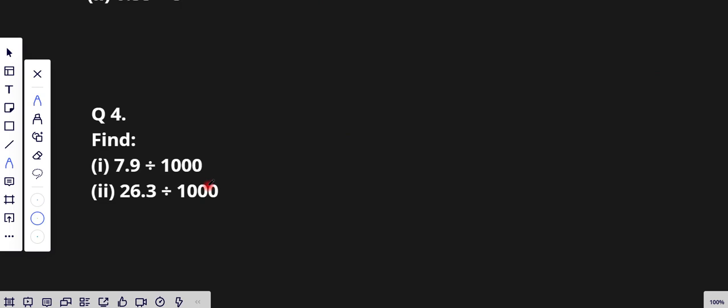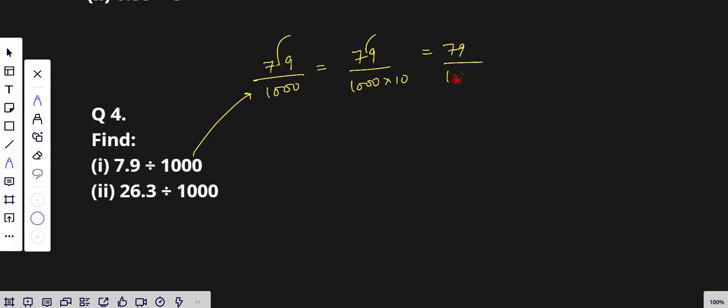Now the next question is question number 4. 7.9 when divided by 1000, so you can write 79. You just remove this decimal and put a 0 in the denominator, so you can write 79 divided by 1000. How many zeros are in the denominator? 3 zeros, so 4 digits, but you have only 2 digits in the numerator, so first you need to put 2 zeros in the numerator and then 79, and then you need to put a decimal before 0079. So this is your answer.